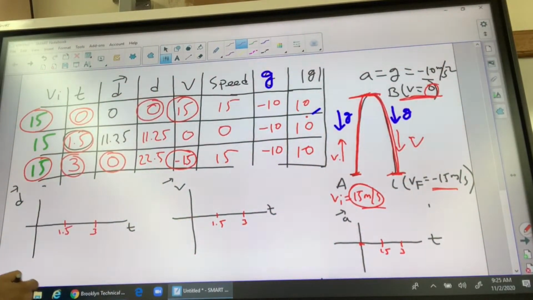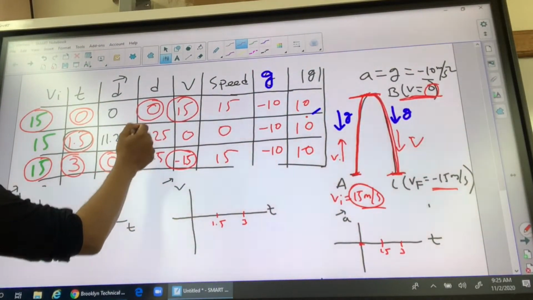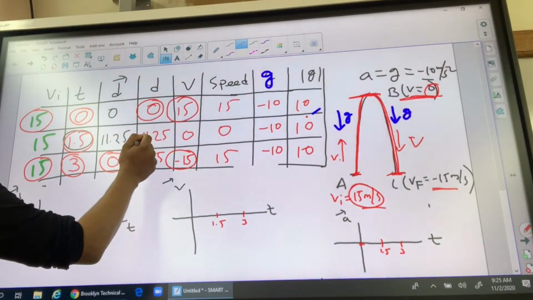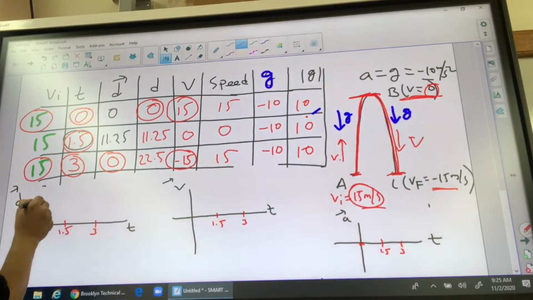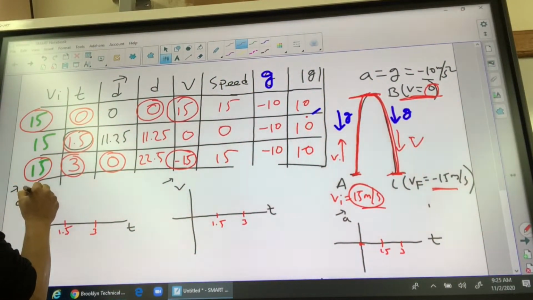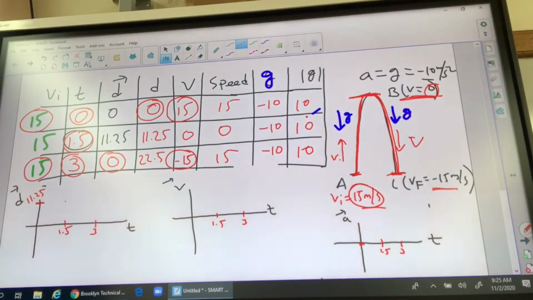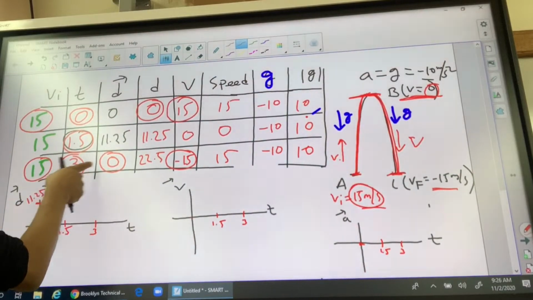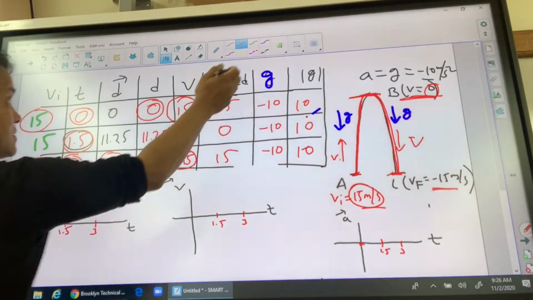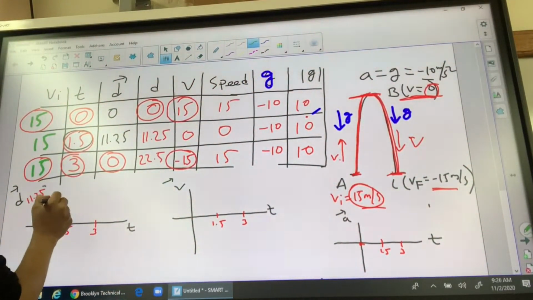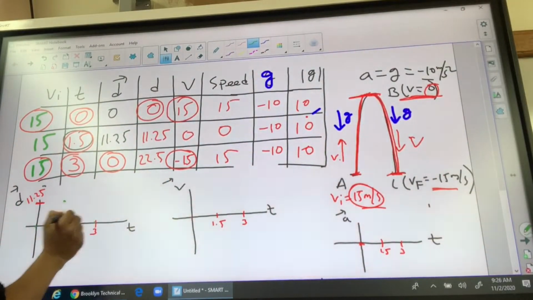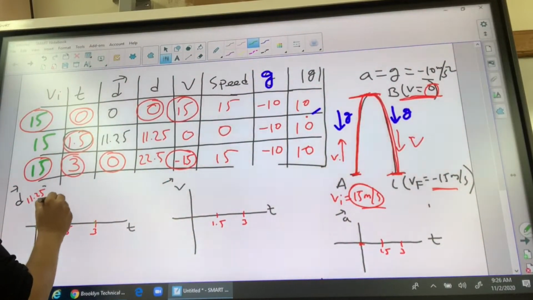At 1.5 second, displacement is 11.25. So let's say this is 11.25, right here. And at 3 second, displacement is 0. So this all adds up. Right here, and right here. So you just connect these 3 dots.